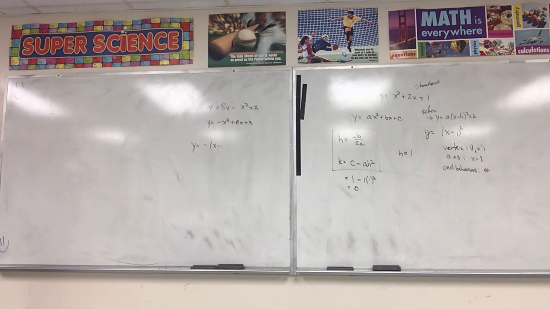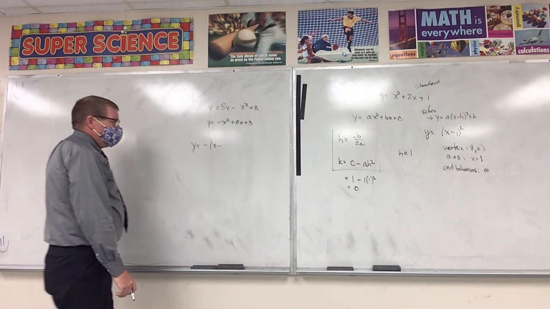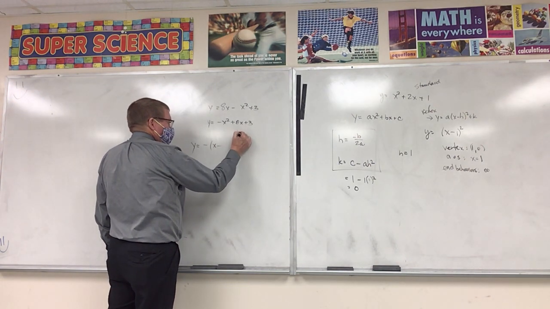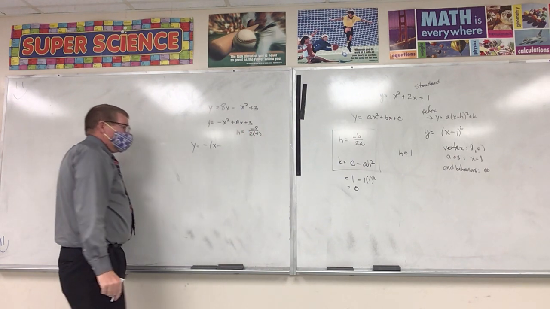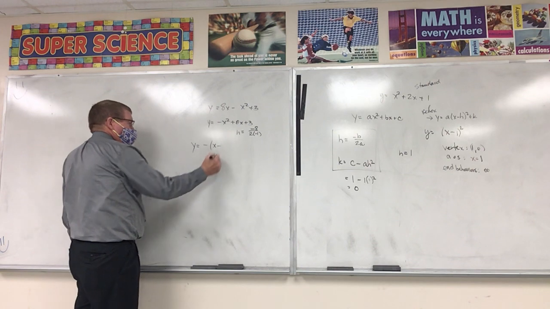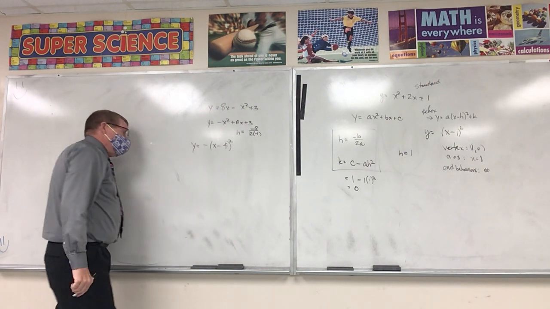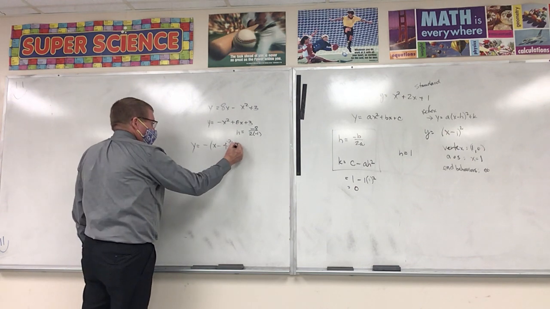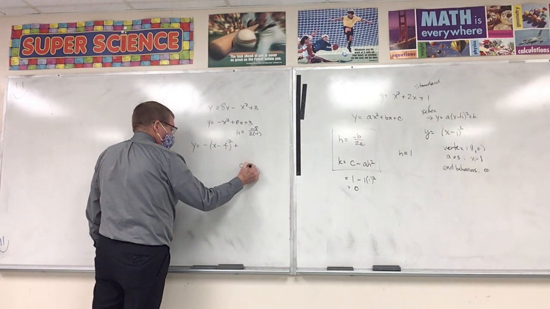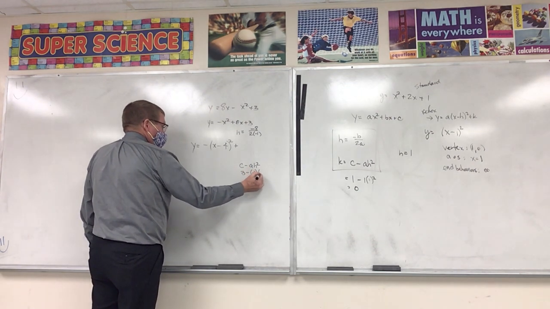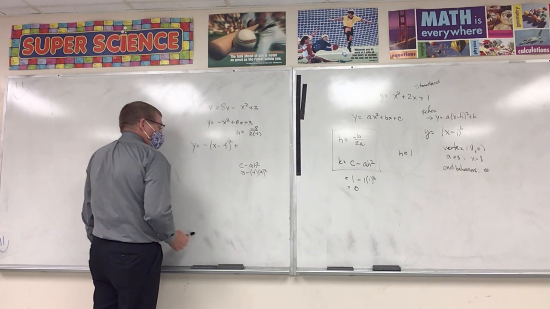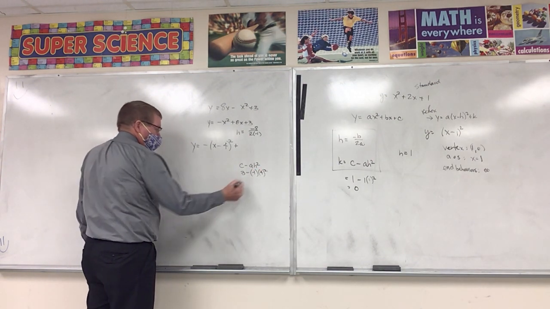It would be -8 over -2, so then it would be 4, because it's always -b over 2a. Correct. So it would be 4 squared. And what is my k? It would be c minus a h squared, so that would be 3 minus -1 times 4 squared, so that would be 3 plus 16, so it would be 19.